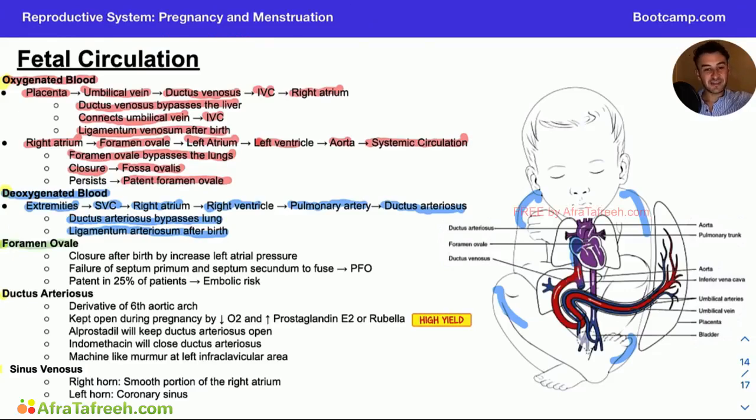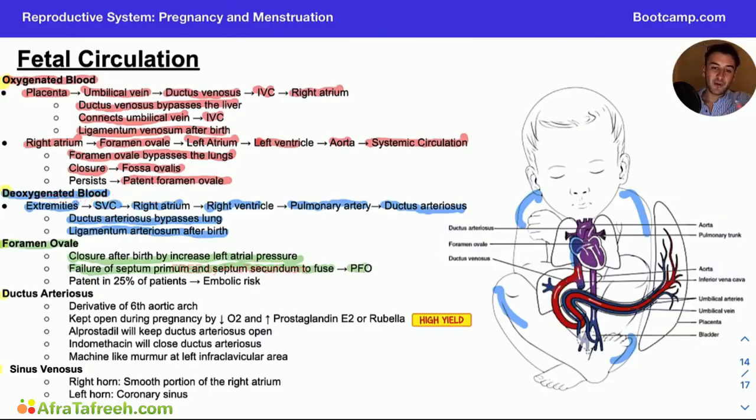So the closure of this is caused by increasing left atrial pressure after birth. So basically when the baby takes its first breath of real air, this is going to change the pressure differentials in the vasculature and the lungs throughout, and essentially we're going to get a big rise in left atrial pressure, and this is going to slam the patent foramen ovale shut. And sometimes this doesn't happen, and this is when we have failure of the septum primum and septum secundum to fuse, and this is called a patent foramen ovale, or a PFO.